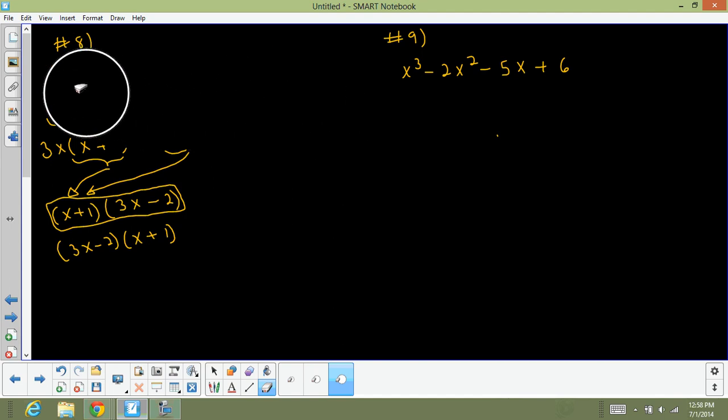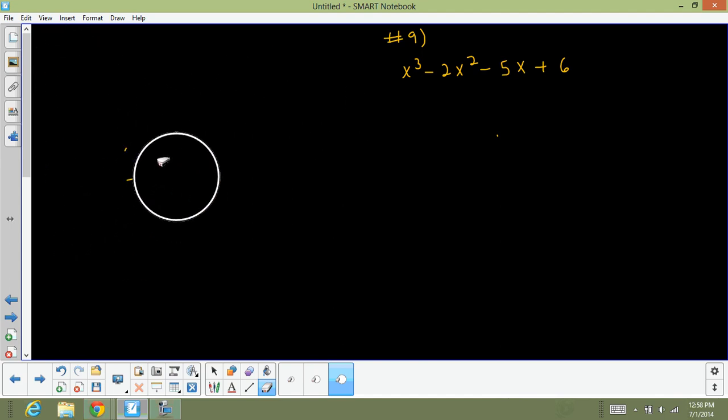All right, so question 9 is up here. And if you tried things like the AC method, well, number one, the AC method isn't going to work because the AC method is made specifically for quadratics. But if you tried factoring by grouping or anything like that, it isn't going to work.